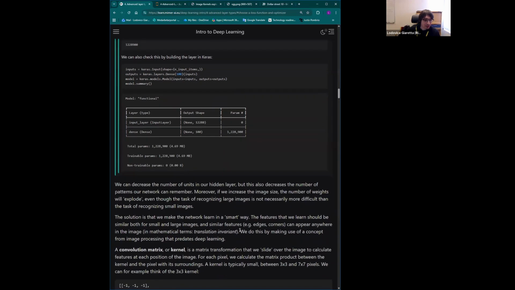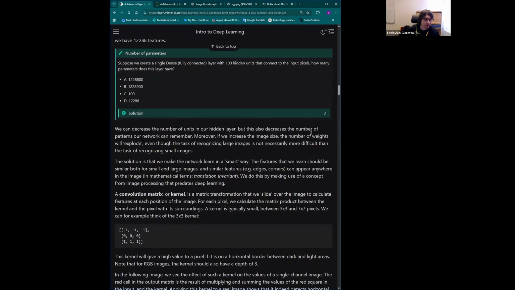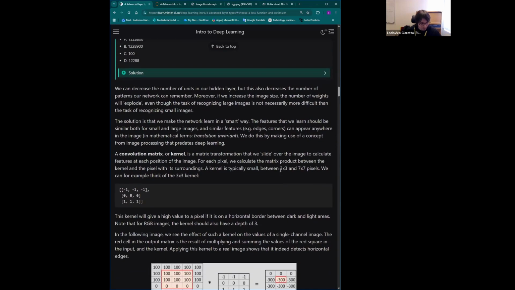But maybe we can do better than this. Maybe there is a way in which we can have the same capability to extract many patterns, or even more than 100 patterns, from the image without having to have so many weights. And the way we do it is by designing a smart way to build our layers.